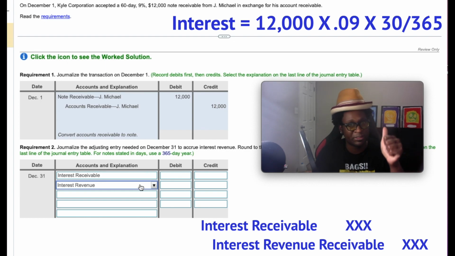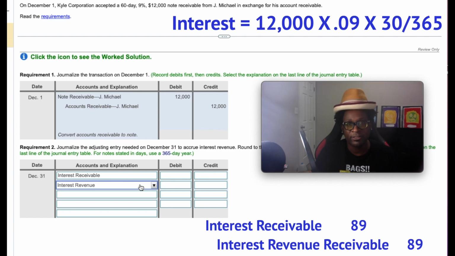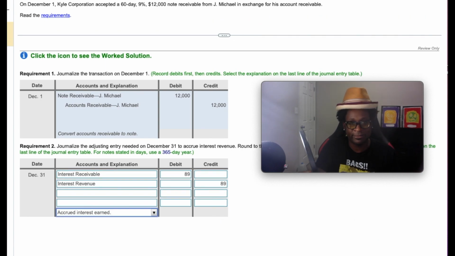Therefore, it started on December 1st, and now it's December 31st. So that's 1 month of interest that we actually earned revenues for. So for our time, we're going to utilize the 365-day year as mentioned in the description, and we're going to divide that into 30 days. And once we calculate the interest, that should give us an amount of $89. We're going to check the answer.